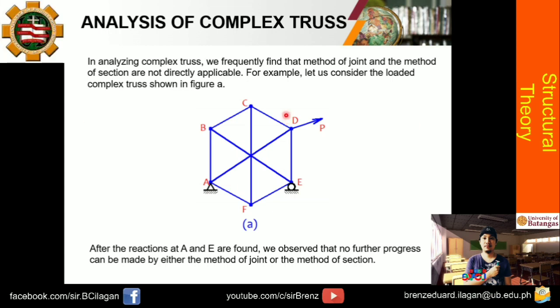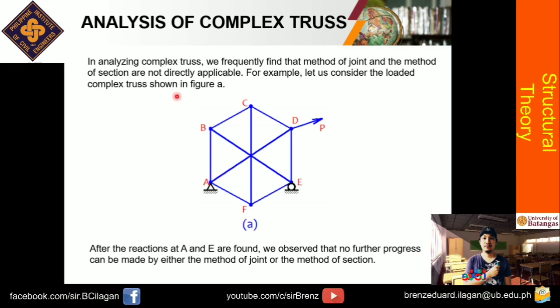Okay guys, so this time we will now discuss the analysis of a complex truss. So paano mo ba naka-classify yung isang truss as a complex truss? So basahin natin. In analyzing a complex truss, we frequently find that the method of joint and the method of section are not directly applicable. For example, let us consider the loaded complex truss shown in figure A.